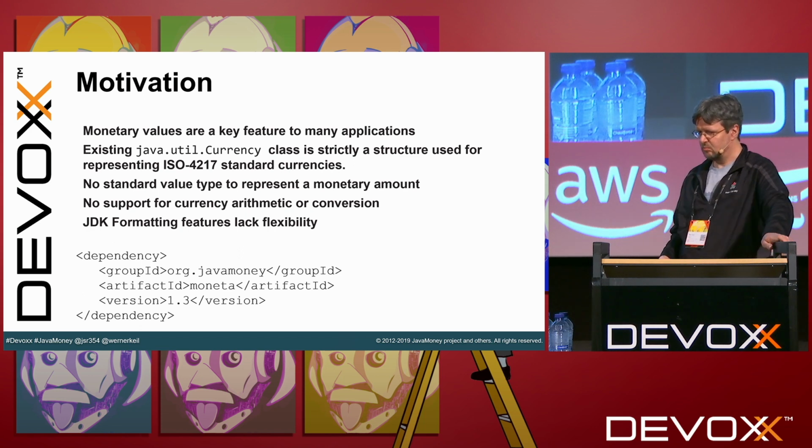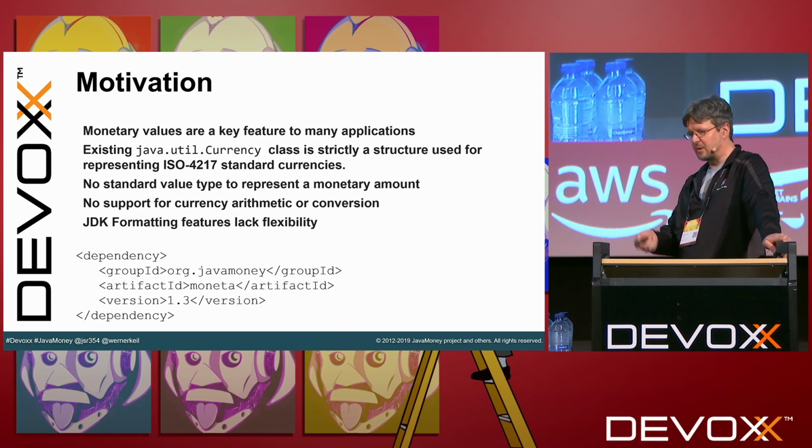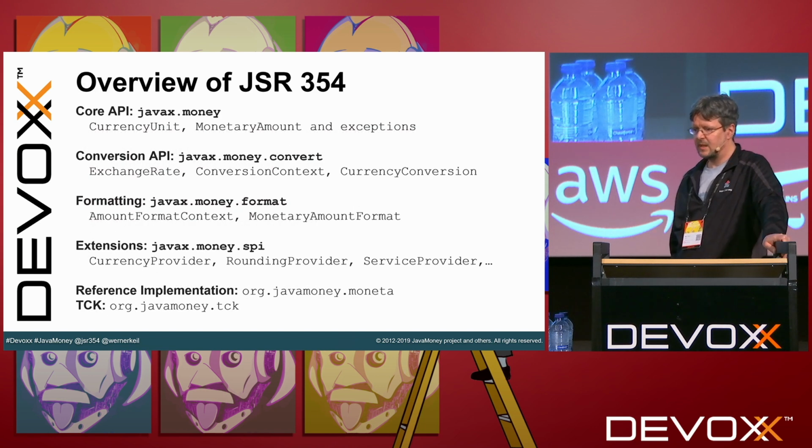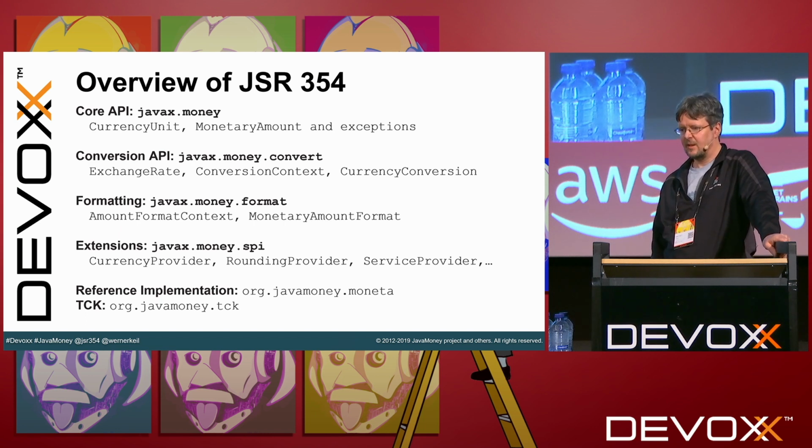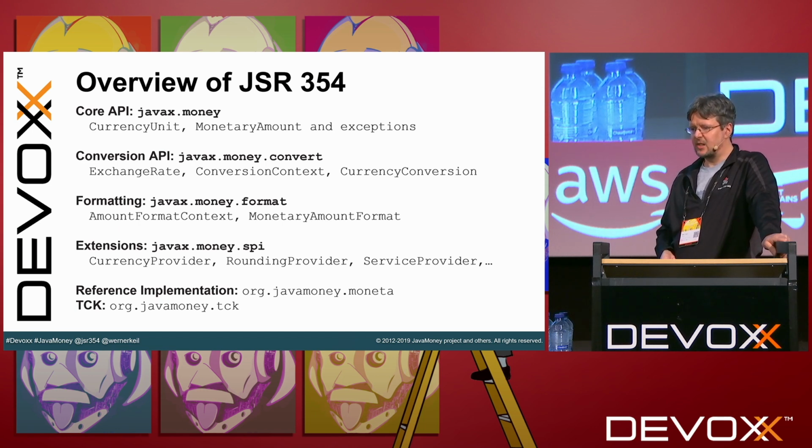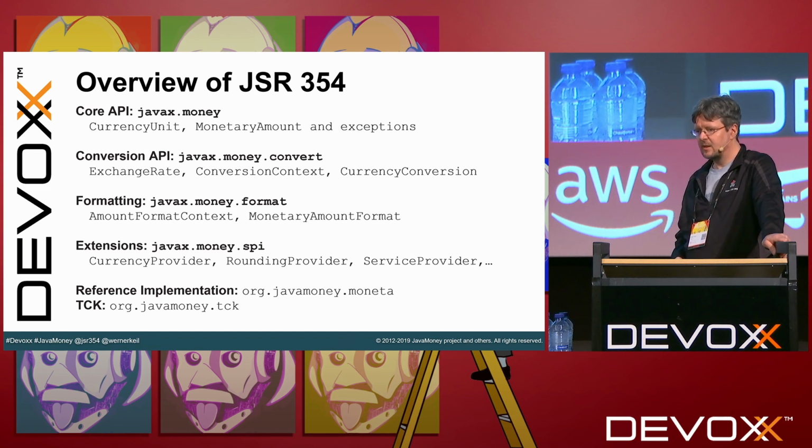To solve that, you can use the money JSR and its reference implementation Moneta. So, a quick overview. The API has several elements, but they're relatively simple. JavaX Money contains the core API elements like currency unit or monetary amount. The conversion subsystem contains elements like exchange rate, conversion context, or currency conversion. For formatting and parsing, in the format package, there's an amount format context or a monetary amount format.